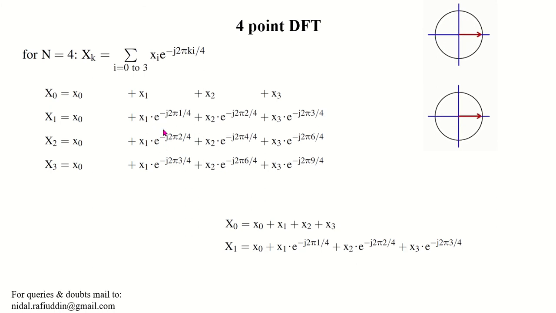So we can further simplify this and write the term e raised to the power minus j 2 pi 6 by 4 in terms of the term e raised to the power minus j 2 pi 2 by 4, like this. So we have x2 equal to x0 plus x1 e raised to the power minus j 2 pi 2 by 4, and this term can be written in terms of e raised to the power 0 as shown here. So this exponential and this exponential become the same, and they are the same because if you see the vectors, they lead to the same value.